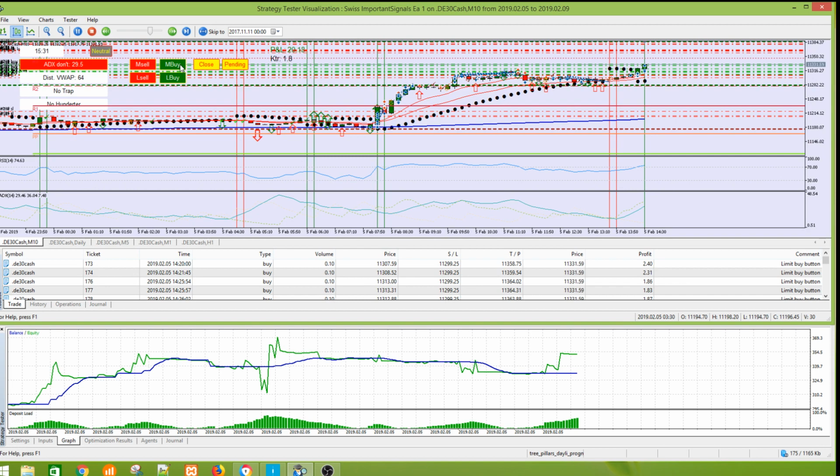So I make 2 contracts. That's the maximum which is allowed. It's quite risky. And I watch the win, and we are well over the 300, 11,300. So now I begin to close. Look at this curve here when I close.